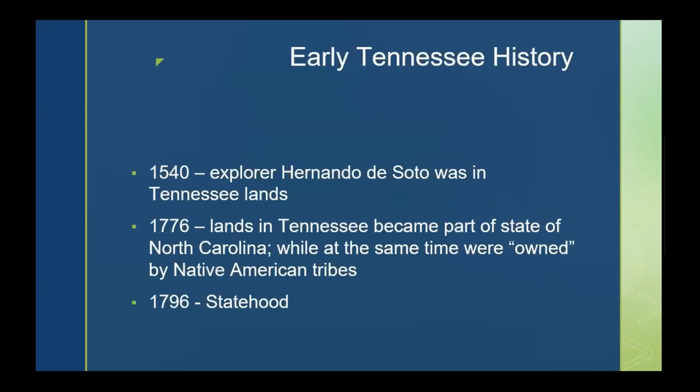Okay, Tennessee history in one slide. We have a Spanish explorer, Hernando de Soto, who was in Tennessee around 1540. In 1776, the land in Tennessee became part of the state of North Carolina, while at the same time it was owned by the Native American tribes, of course. In 1796, we had statehood.